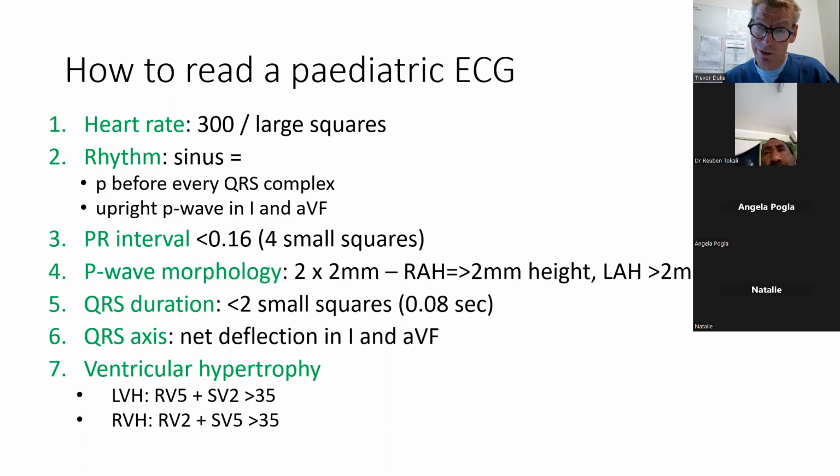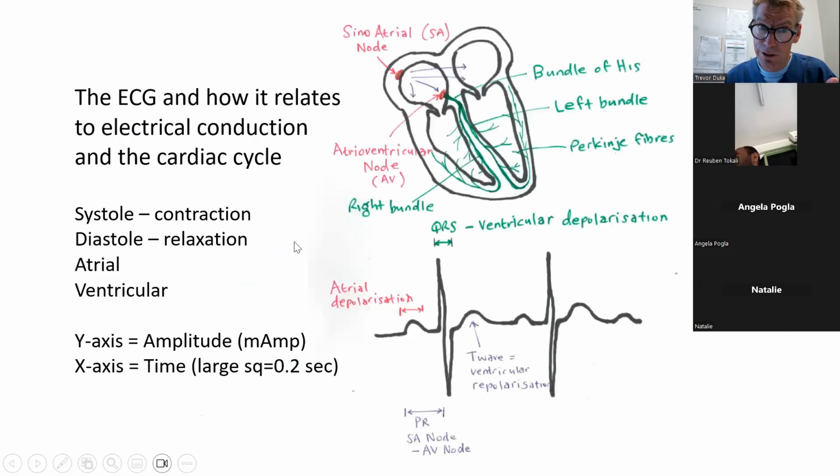So that's 4 small squares or less, right? It's a bit age dependent, but usually for a child up to 12 or 14 years of age, it's no more than 4 small squares. So you just need to know that that's 0.16 seconds or 4 small squares. Remember, each small square is 0.04 seconds. The next thing to do is look at whether the PR interval is prolonged, if it's more than 0.16 seconds, then you've got some degree, like I said, of heart block.